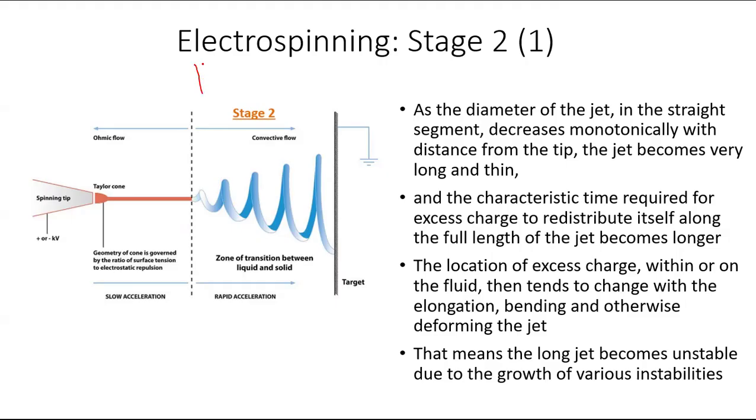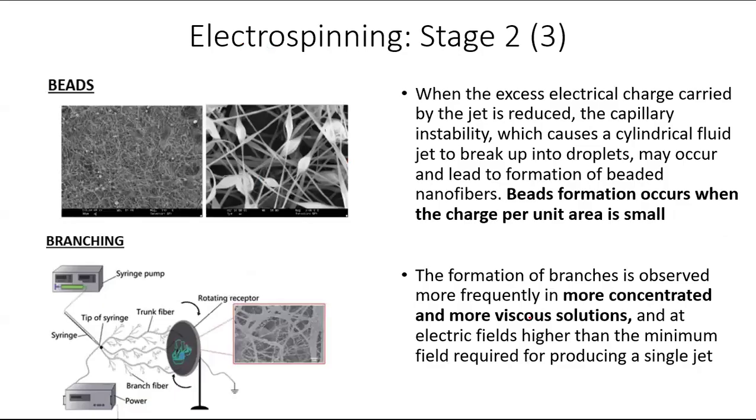Now, when the fiber starts ejecting, it has a surface charge, right? So if there's a bending, there will be more bending. It is because of the electrostatic repulsion. So that is why, without going in a straight line, it starts bending due to the surface charge. The location of excess charge within or on the fluid then tends to change with the elongation, bending and otherwise deforming the jet. That means the long jet becomes unstable due to the growth of various instabilities.